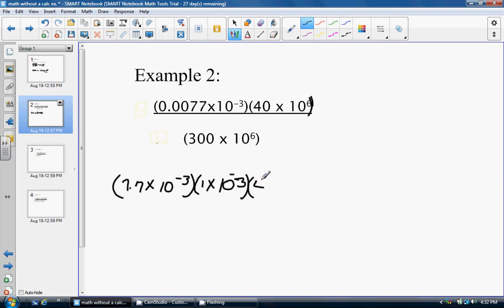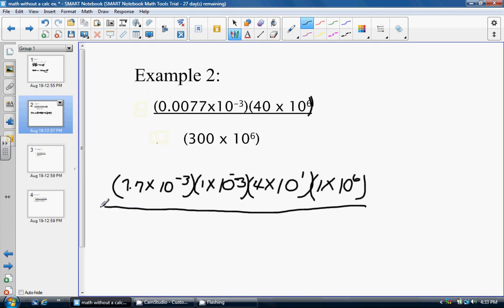So I'm going to move the decimal. I'm going to make this 4 times 10 to the 1, because I moved the decimal 1 point to the left, so that's +1. It already had a 10 to the 6, so I'm going to make that times 1 times 10 to the 6. Okay, so I've made all those prettier scientific notation numbers.